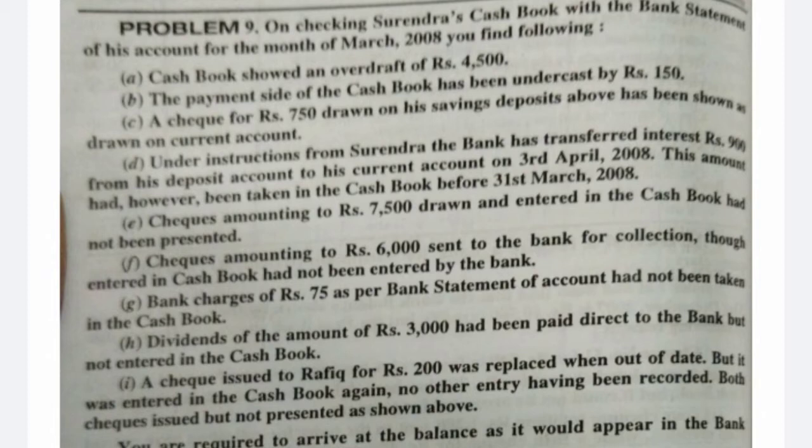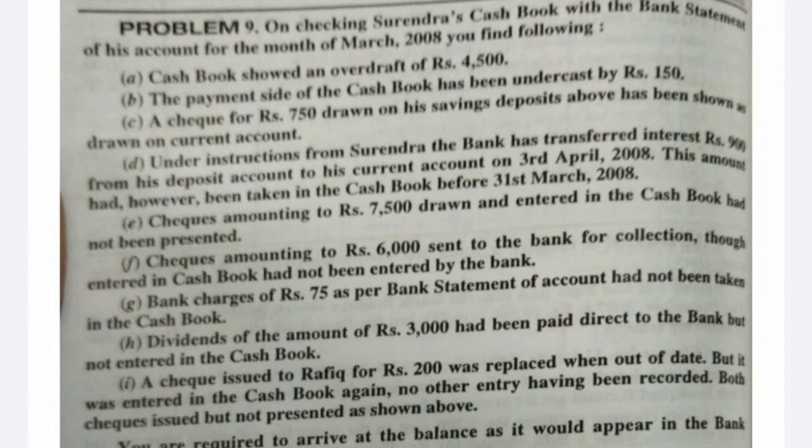Checks amounting to rupees 6,000 sent to the bank for collection, though entered in the cash book, had not been entered by the bank. Collection is nothing but a receipt to Surendra. Surendra already recorded these receipts in the cash book in the month of March itself, so the receipt side is increased by rupees 6,000. The cash book is showing the increased balance. Therefore, 6,000 should get deducted from the overdraft balance as per cash book.